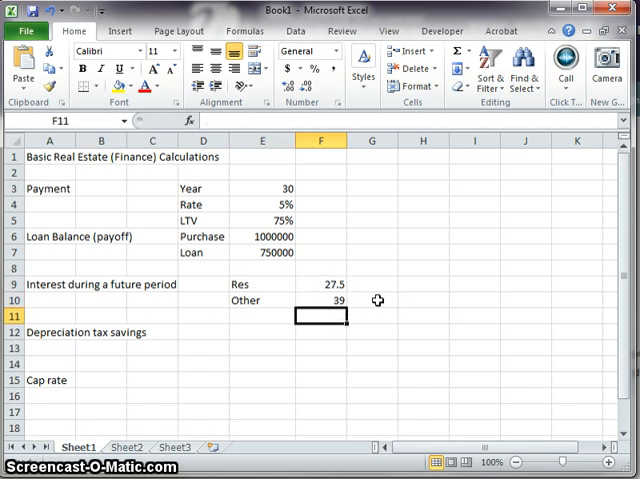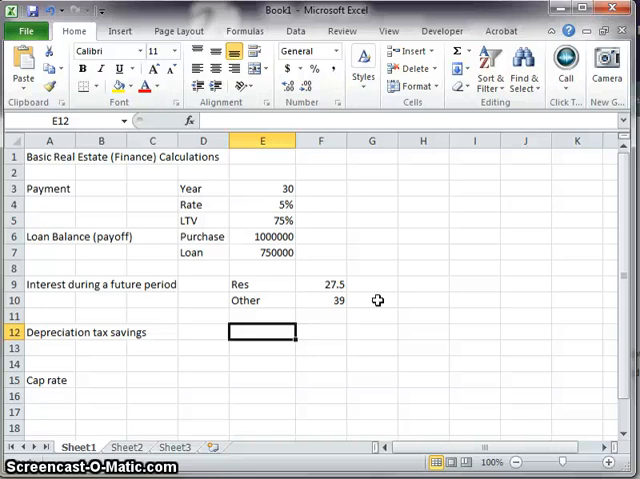Residences wear out faster. They get beat up. People are living in them sometimes 24 hours a day. And office buildings, you only go there during work hours, and they tend to not depreciate as fast. So let's take a look at the depreciation.